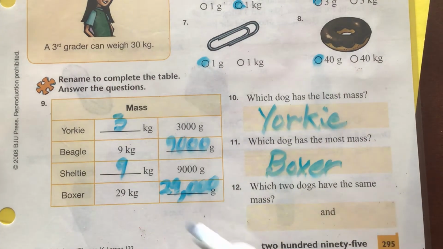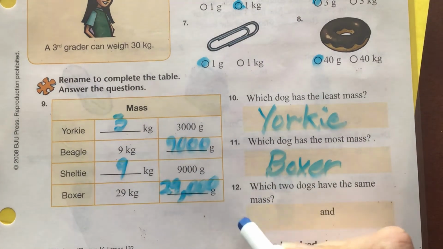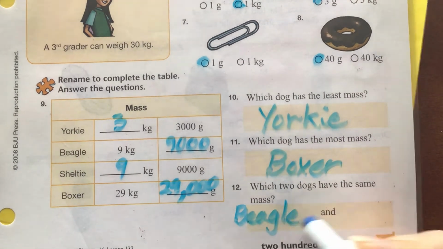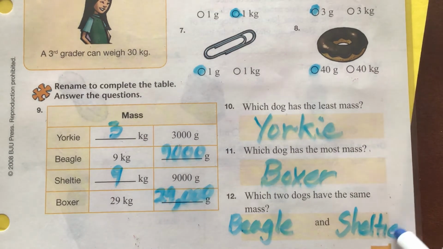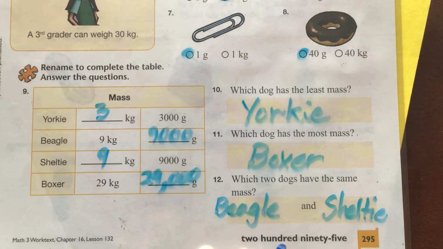Which two dogs have the same mass? Well, these two, right? The Beagle and the Sheltie. It doesn't matter if you wrote Sheltie first and then Beagle. They're both correct. It doesn't matter which one goes first.